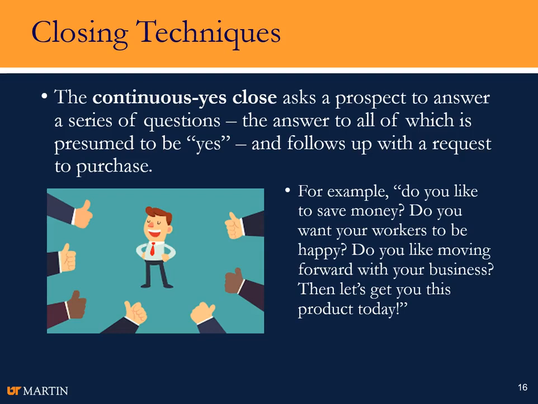A continuous yes close is fairly similar. You're still going to be outlining the benefits. You might be outlining some of the other pieces too, maybe some of the features. But a continuous yes close is where you're asking the client a bunch of questions to which they answer yes. So you need to make sure you know what they liked. You need to make sure you know that you're going to get all positive responses.